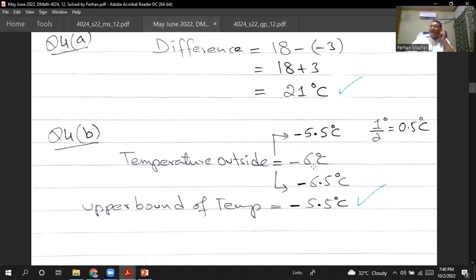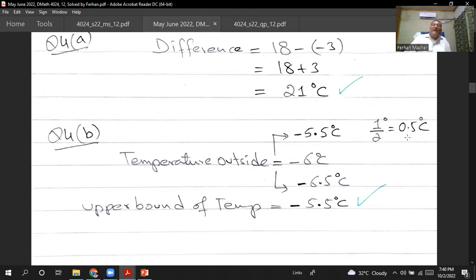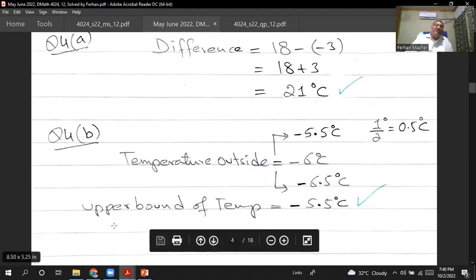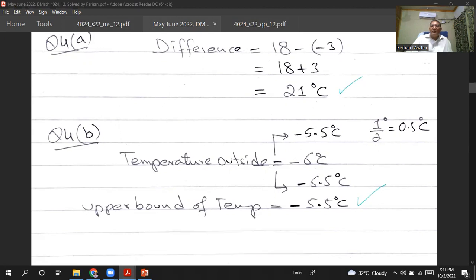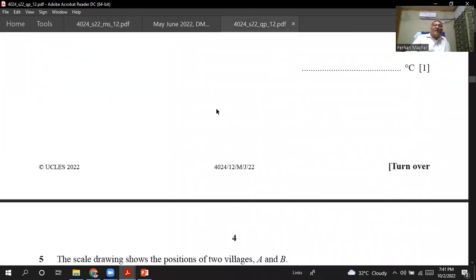So add this to minus 6, and you will get the upper bound. From minus 6, subtract this number, you will get the lower bound. So when I add 0.5 to minus 6, I get minus 5.5. And when I subtract 0.5 from minus 6, I get minus 6.5. So this is the upper bound and this is the lower bound. The question is the upper bound of the temperature, and that will be minus 5.5 degrees centigrade. So let's check the answer, minus 5.5. Yes, the answer is minus 5.5. Okay, so we are going to the next question.